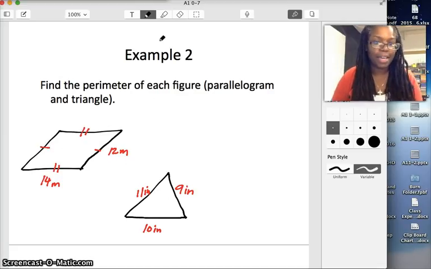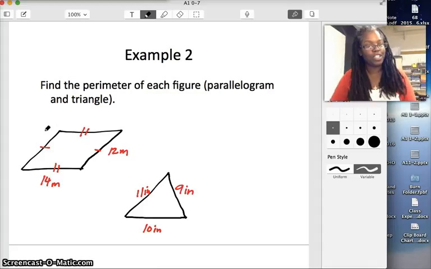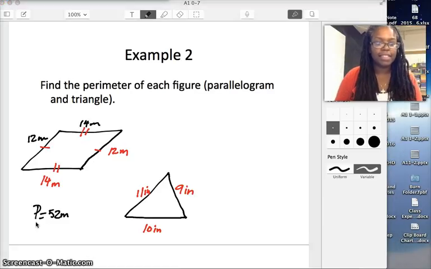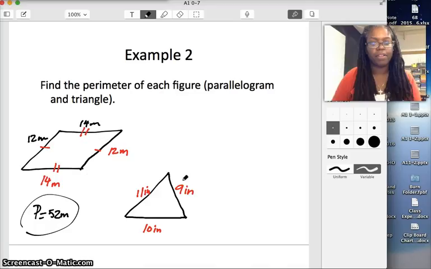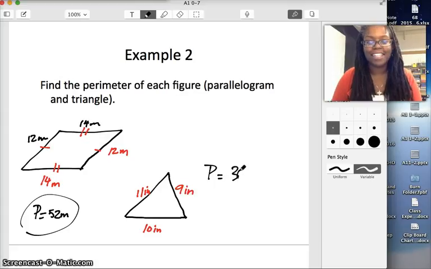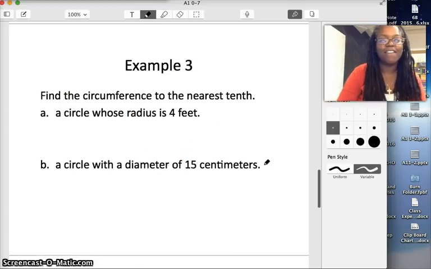All right, I think by now this is pretty easy, and you probably already answered the question. So you know that these hatch marks mean that I can put 12 meters here and 14 meters here, and then I can get the sum of those sides and get 52 meters as the perimeter for the parallelogram. Similarly, I can add up the 3 sides of this triangle, and I get that the perimeter is 30 inches. All right, let's take a look at our final example.